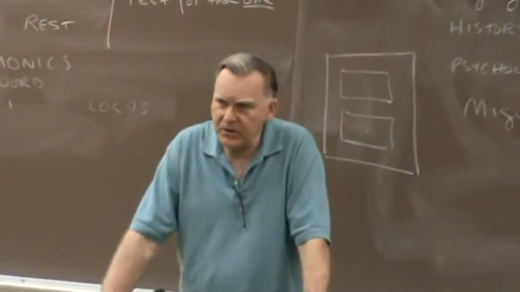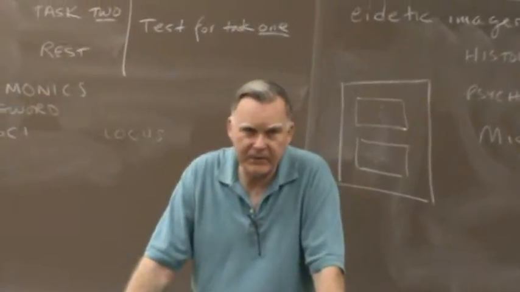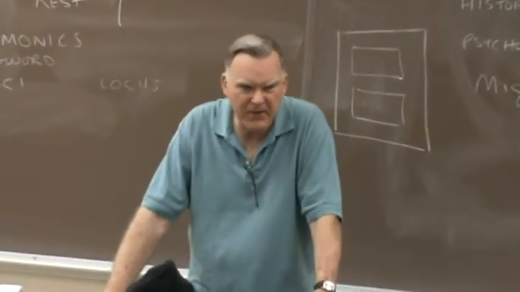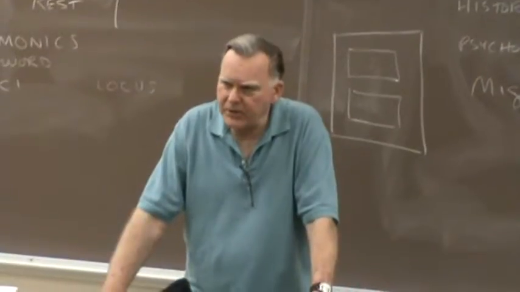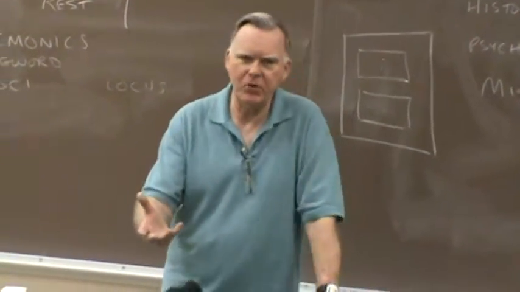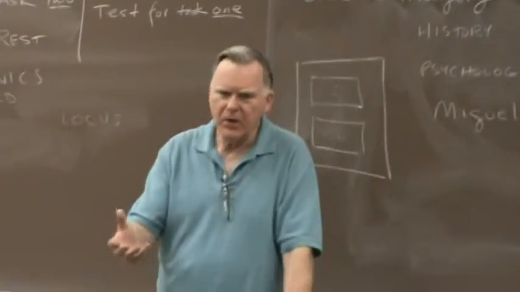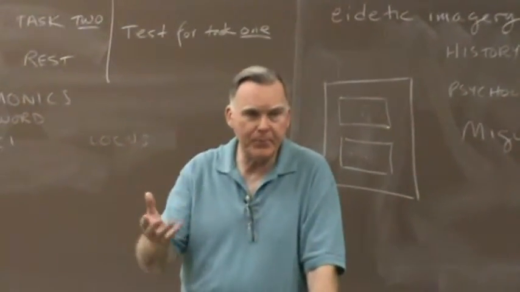In classical conditioning, the response is elicited, is triggered by a stimulus. It's a form of respondent behavior. In operant conditioning, you are emitting a behavior in order to have access to a reinforcement, to a reward, or in order to avoid something unpleasant.